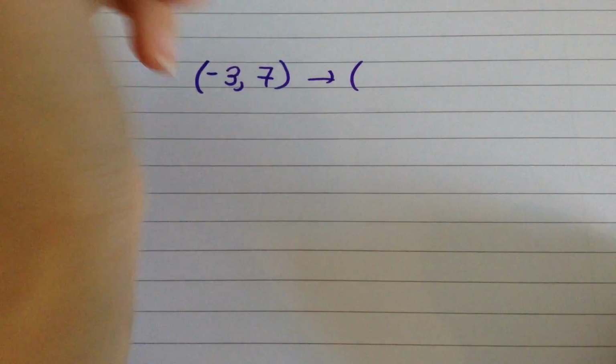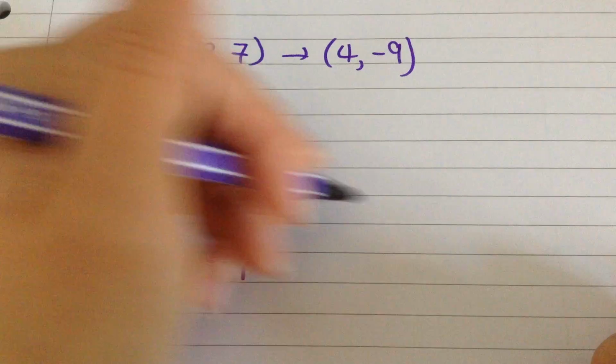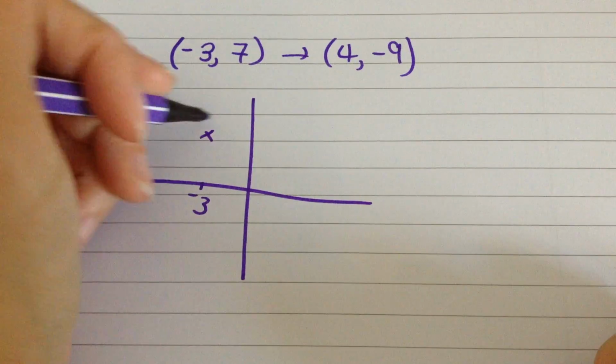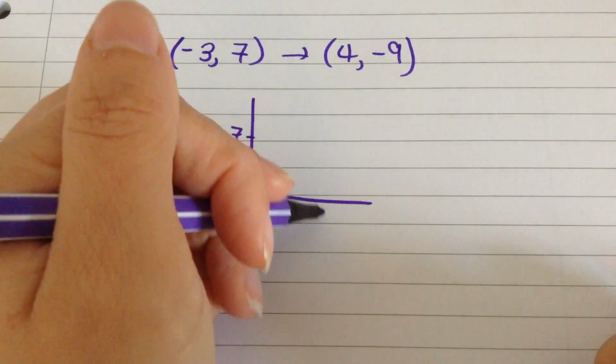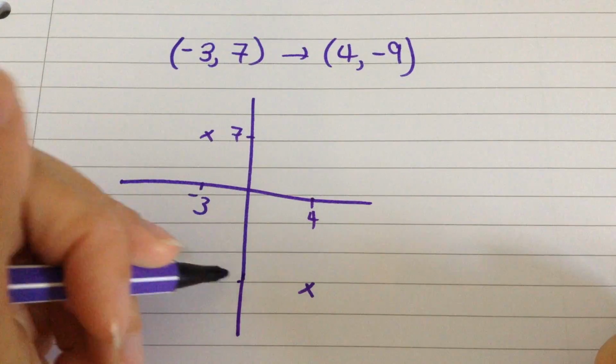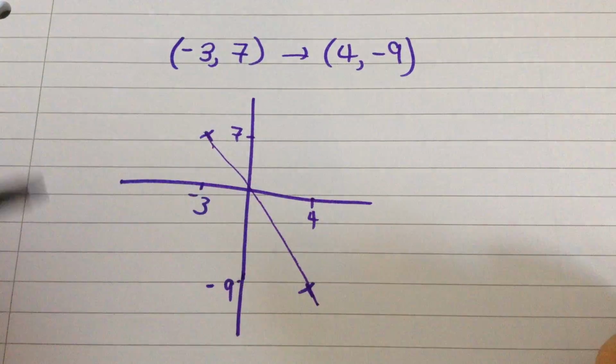Okay, what about the lengths of lines? What if it says find the length of the line segment that goes from (-3, 7) to (4, -9)? I would say draw a quick sketch. -3, 7, let's say it's there, and 4, -9, let's say it's there. It doesn't have to be accurate.